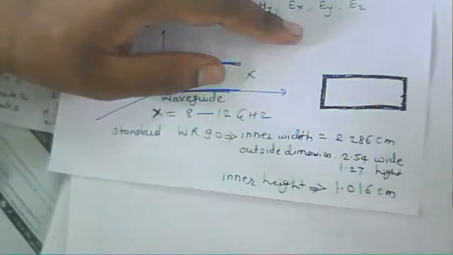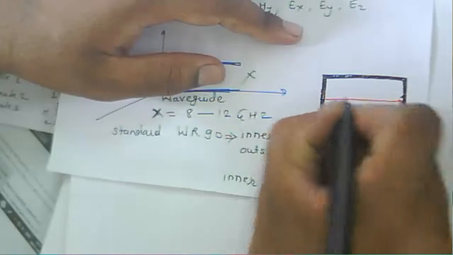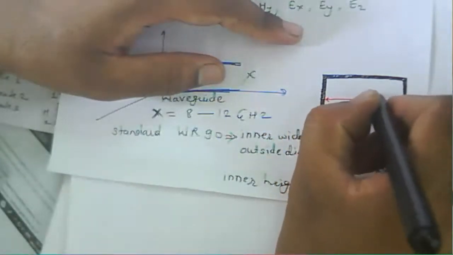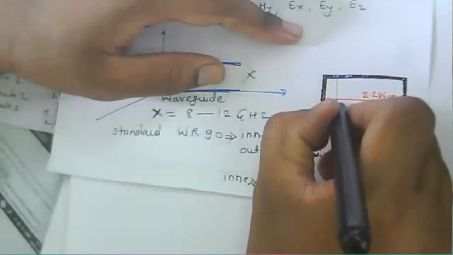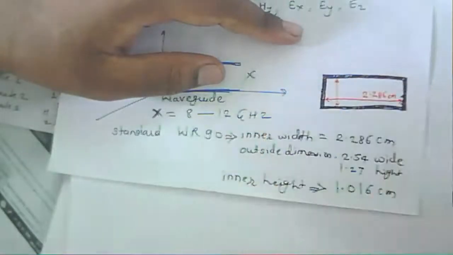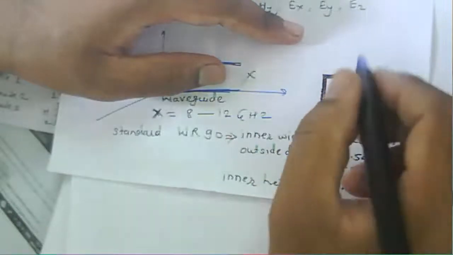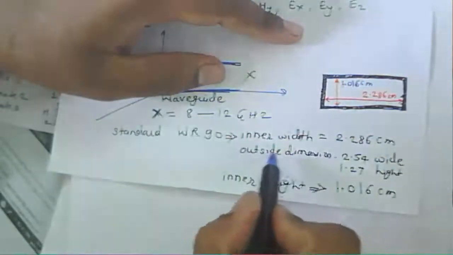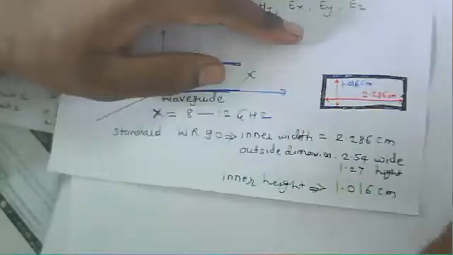Now what is the inner size? This is the inner size of the guide, and it is 2.286 centimeter. Then the inner height is 1.016 centimeter. This is nothing but the inner width and inner height of the guide.